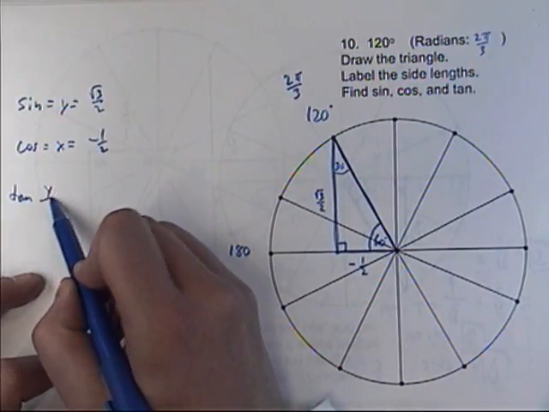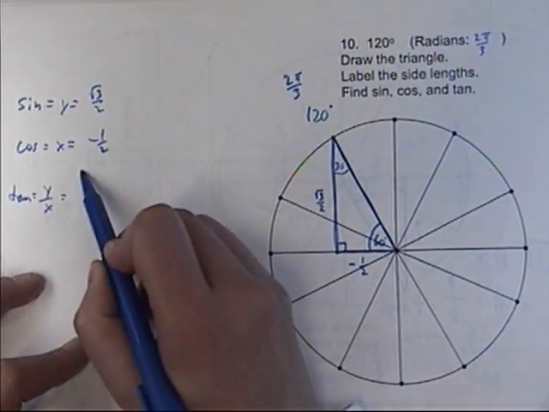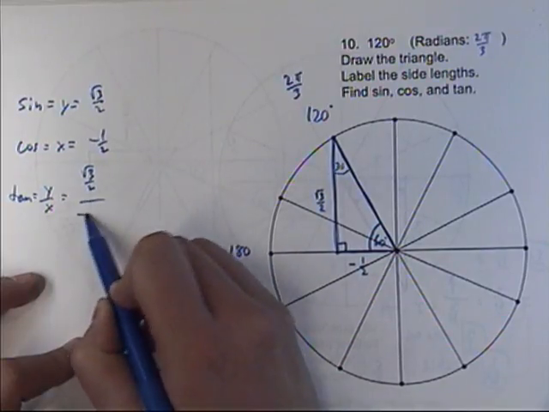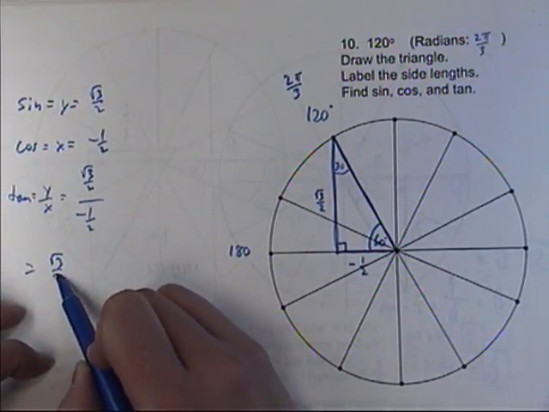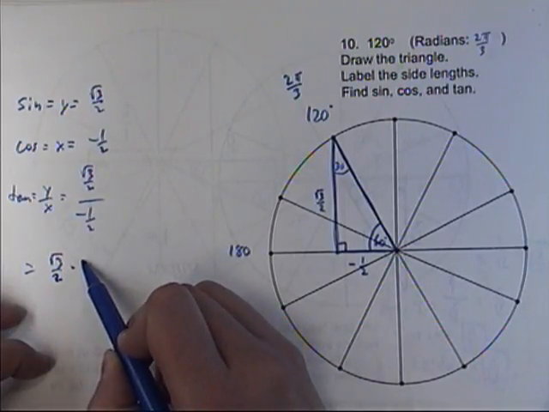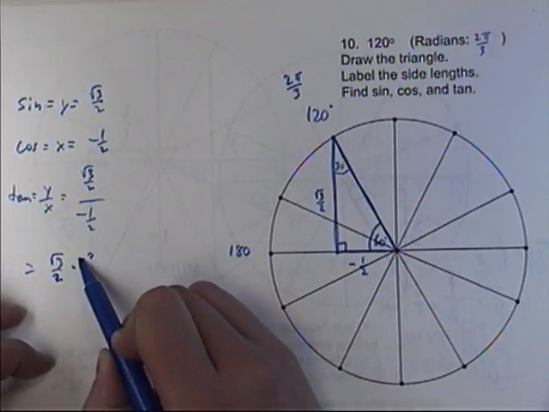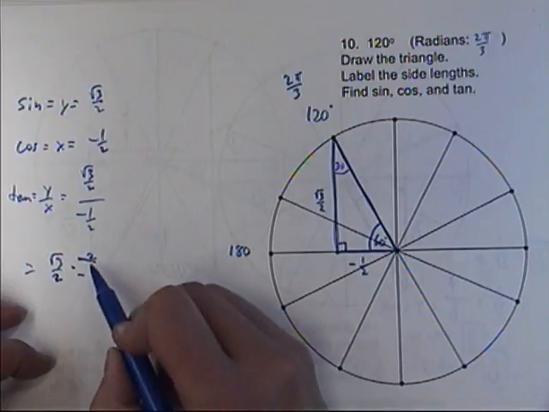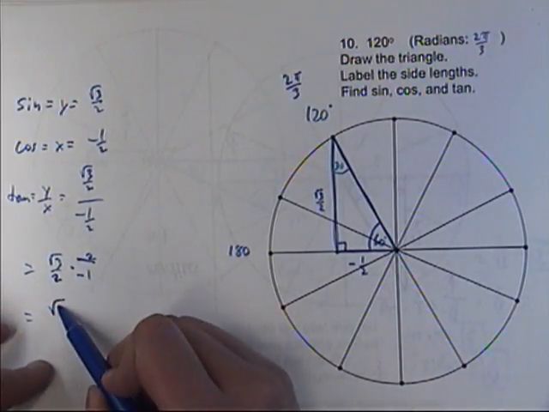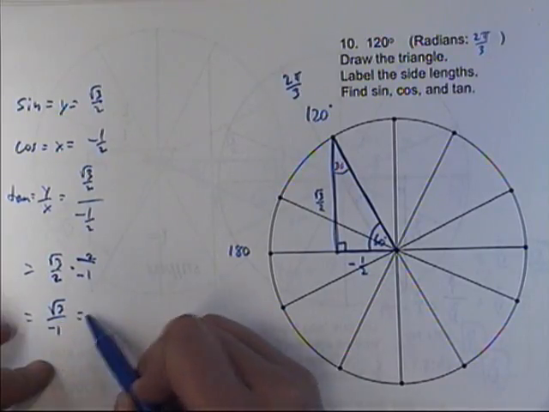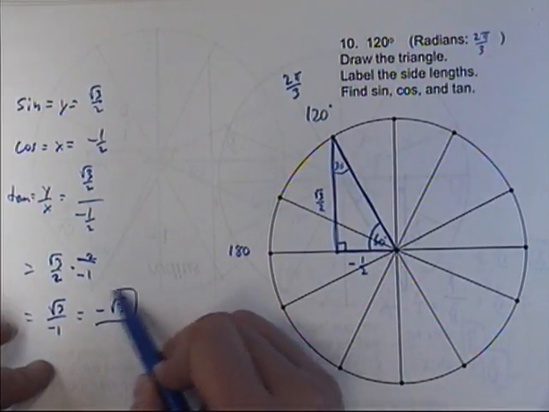And my tangent equals y over x, which is the square root of 3 over 2 divided by negative 1/2. And that's the square root of 3 over 2 times the reciprocal. So negative, let's just call it negative down here. Negative 2 over negative 1. So when the 2's cancel, I get the square root of 3 over negative 1, which is just negative root 3.